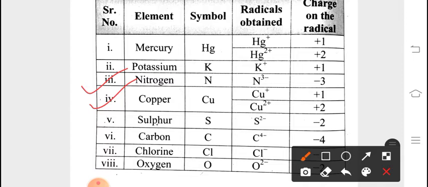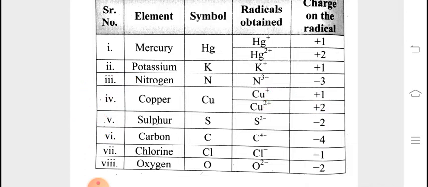How are we deciding charges? Here single plus is there, here 2 plus is there. So hence single plus and 2 plus. Next is sulfur, symbol S. S2 minus, charge on the radical is minus 2. Next is carbon, symbol is C, radical C4 minus, and charge is minus 4. Chlorine, Cl, Cl minus, minus 1. Oxygen, O, O2 minus, and minus 2.